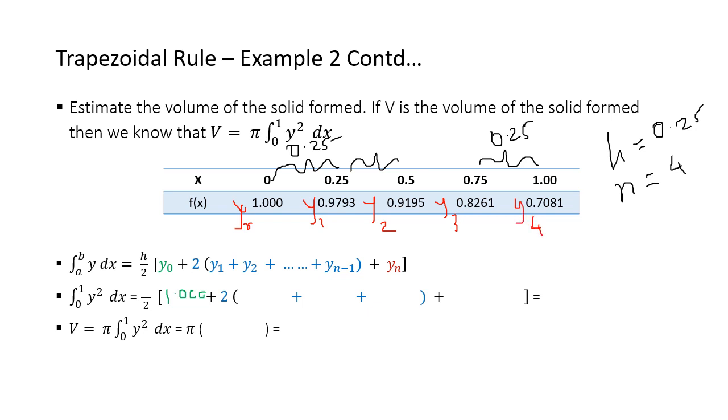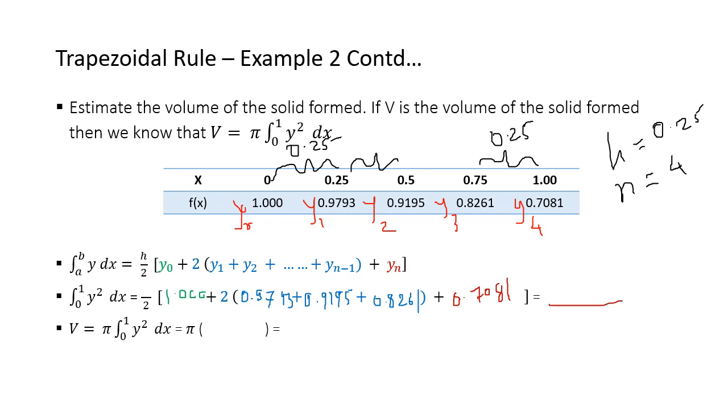So y0 is 1.000. Blue color, 2 into, in brackets, y1 is 0.9793 plus y2 is 0.9195 and y3 is 0.8261, and the last term in brown color is 0.7081. So you calculate this term and finally we'll get some answer.